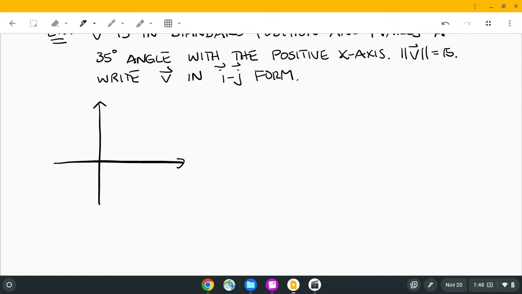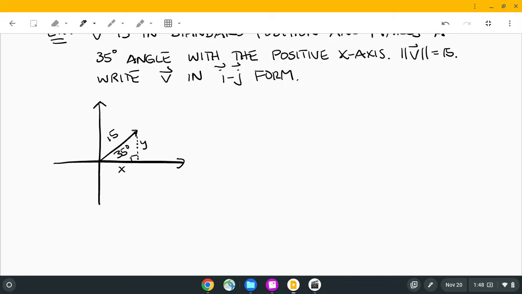Okay, so it makes a 35-degree angle. So let's pretend this is 35 degrees here. And we know that it has a magnitude of 15, and I need to find the x component and the y component. This is the x component and this is the y component. We've seen this before, right? We have a right triangle. We have to solve the right triangle, so we can use our trig ratios to find this.